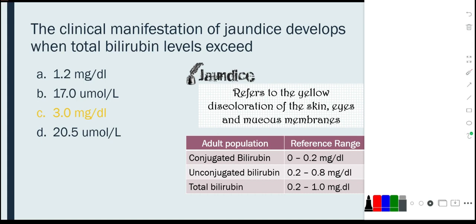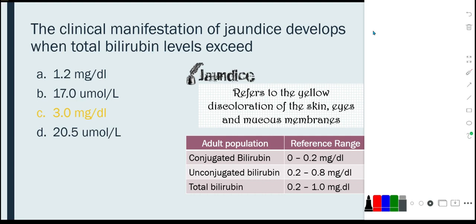As what you could see here, the total bilirubin reference range is at 0.2 to 1 milligrams per dl. And then most of it is actually in the form of your unconjugated bilirubin, which is normally at around 0.2 to 0.8 milligrams per dl. Conjugated bilirubin, on the other hand, is usually 0 to 0.2 milligrams per dl because remember, if present in the systemic circulation, it will just be readily filtered by the kidneys since it is water soluble.